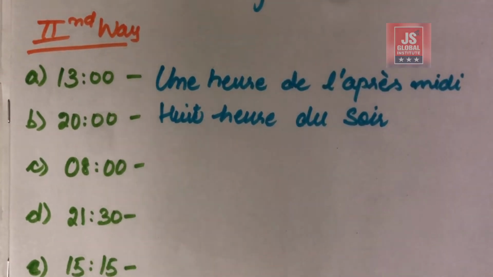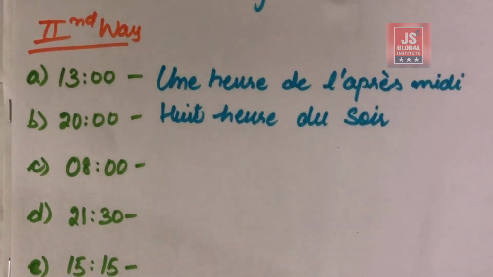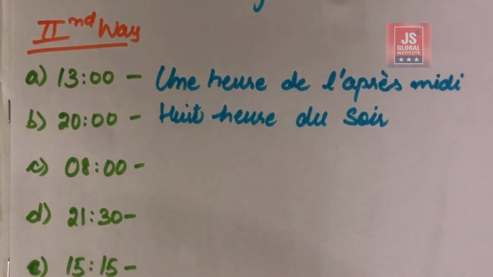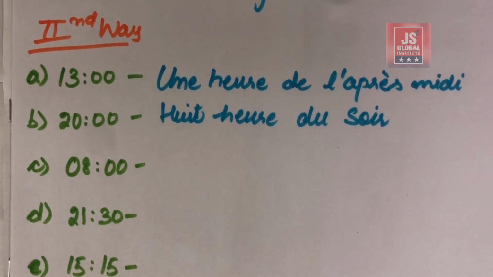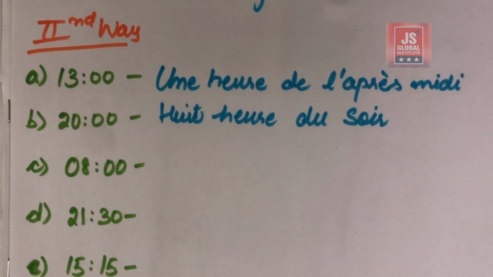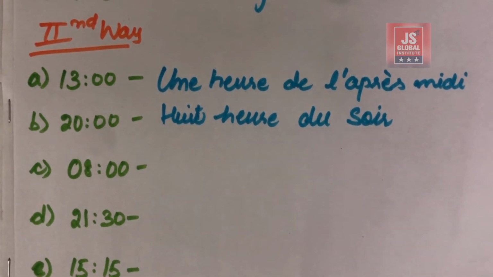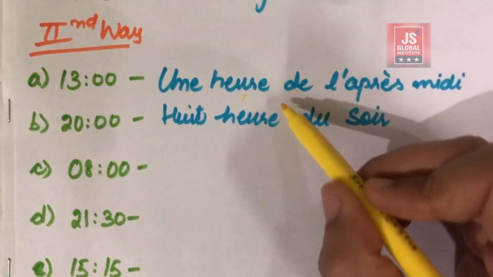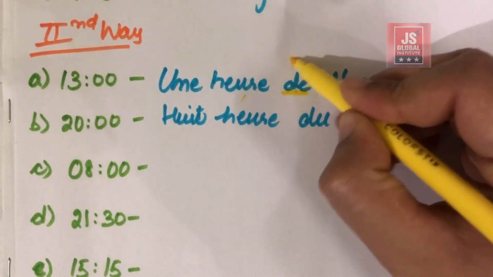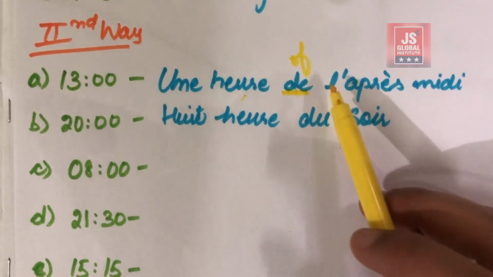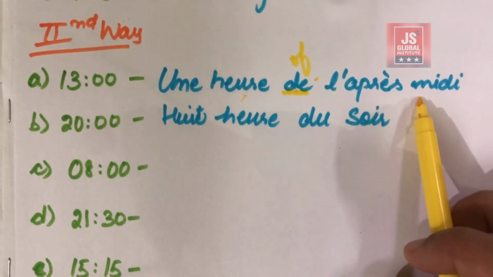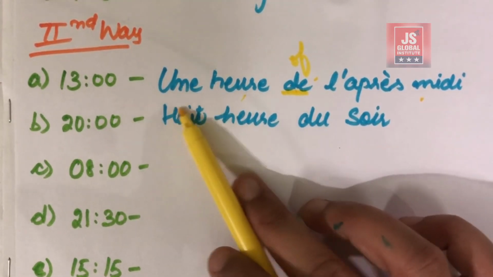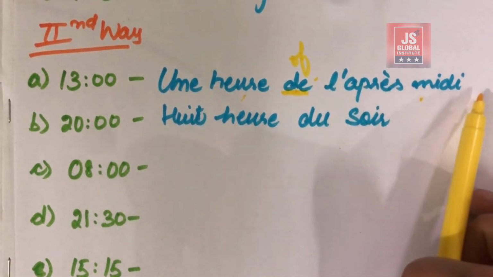What is 1 called in French? Actually that is un, but here they are writing une. I will tell you that both un and une are the same thing, but the only difference lies in the gender. Okay, so for the time being you can write it like 1h de l'après-midi. So this de basically means of, like the English of, of afternoon. Okay, so you can write it 1h de l'après-midi.